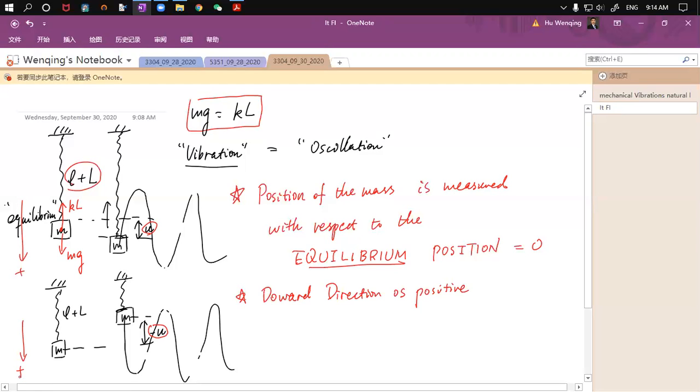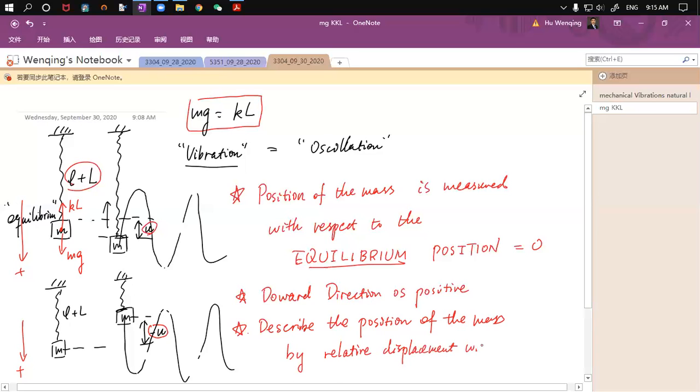So if you have both of these agreements, then you can describe, as the third fact, the position of the mass by relative displacement with respect to the equilibrium position. So we're going to describe the position of the mass by the relative displacement with respect to the equilibrium.